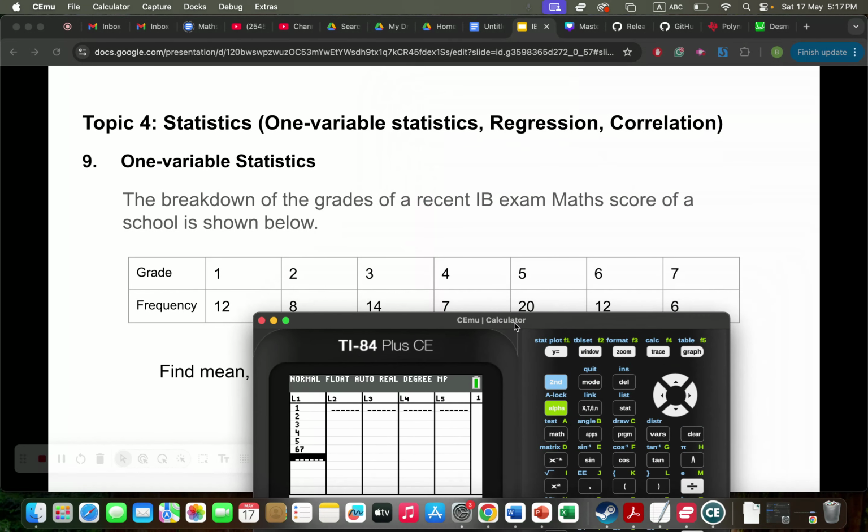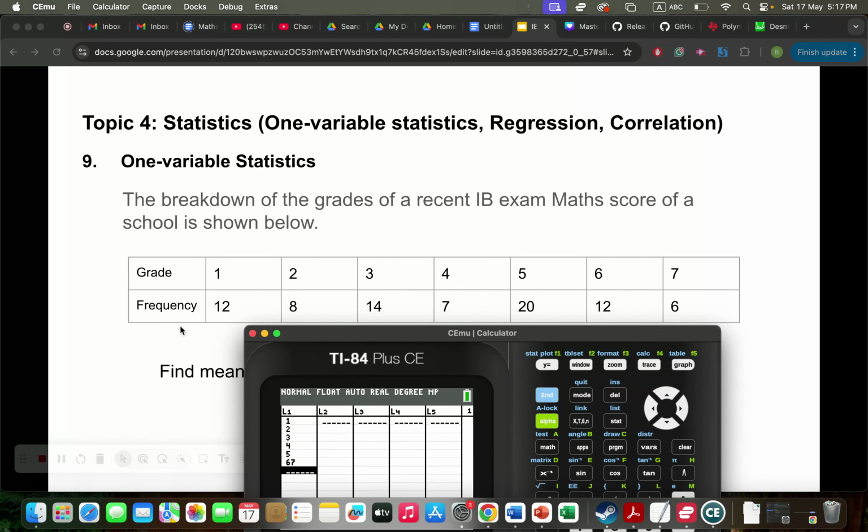Then we're going on to the frequency. Now remember, frequency basically means how many students actually get this particular grade. It's not another variable. I think that's where students get confused. They assume that frequency is another variable, but this is not a 2-variable statistic. This is only a 1-variable statistic because grade is the only variable.